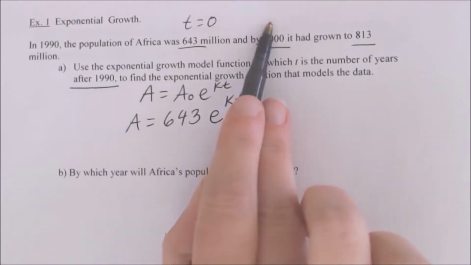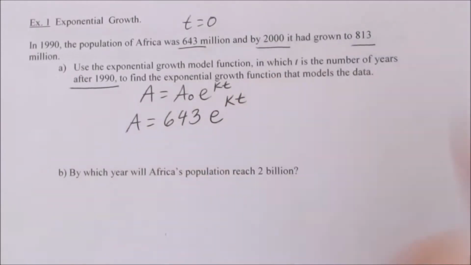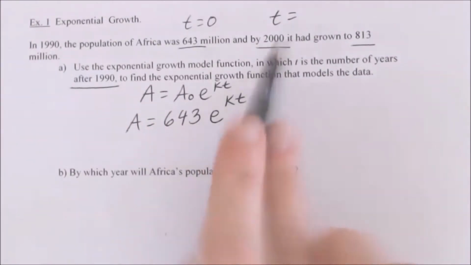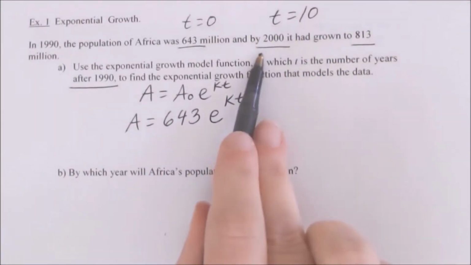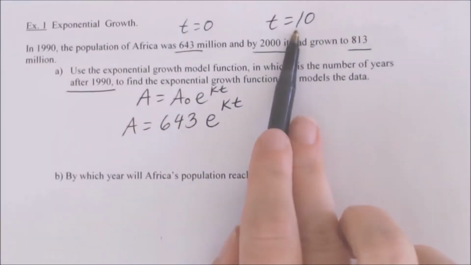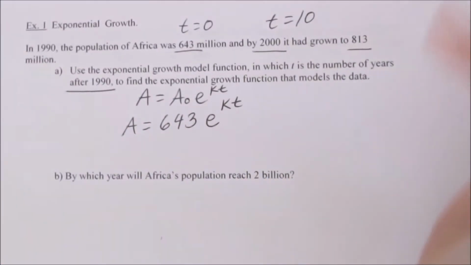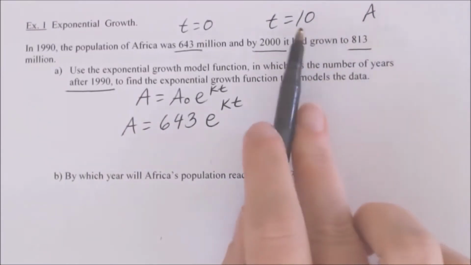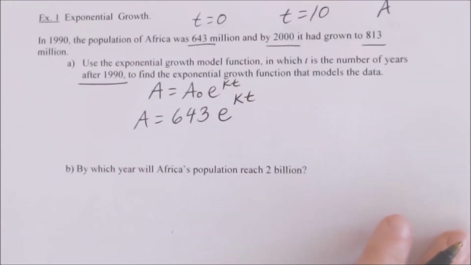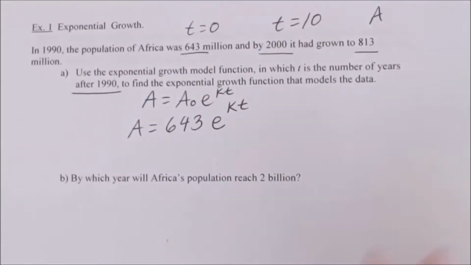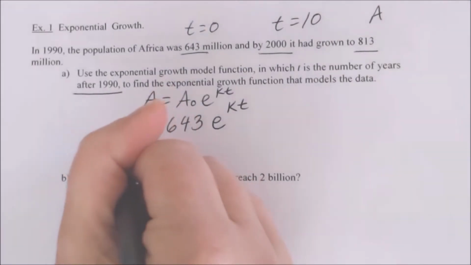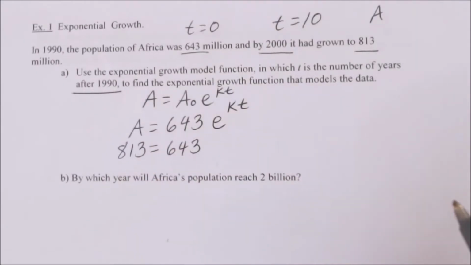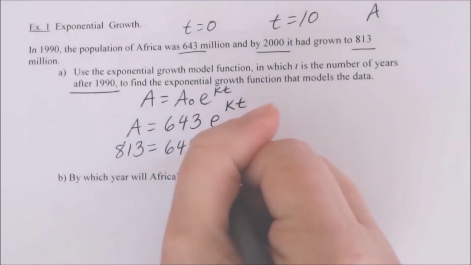Think about what t value would correspond then to the year 2000. In other words, how many years after when we start measuring is the year 2000? And that would be 10 years because that's 10 years since 1990. So when t is 10, the population, the amount A, has gone up to 813 million. So let's substitute these numbers in for the A and the t value, and that will allow us to solve for k. So I'm going to put in 813 in place of the A. 643 does not change. That's your starting amount. That's the same starting amount throughout the entire question.